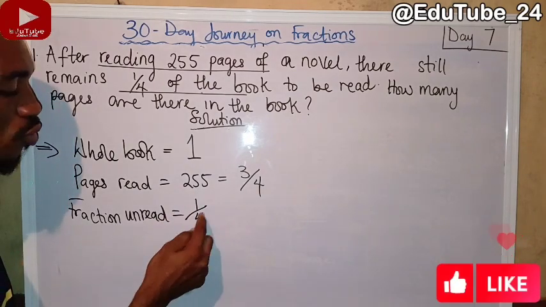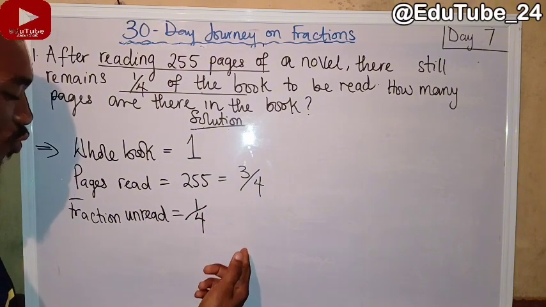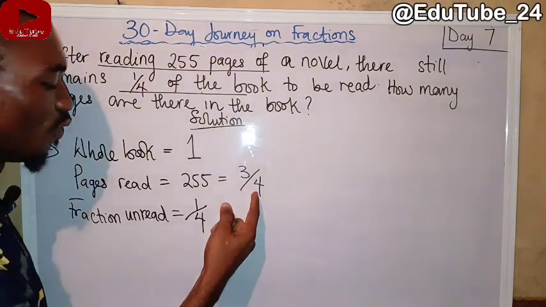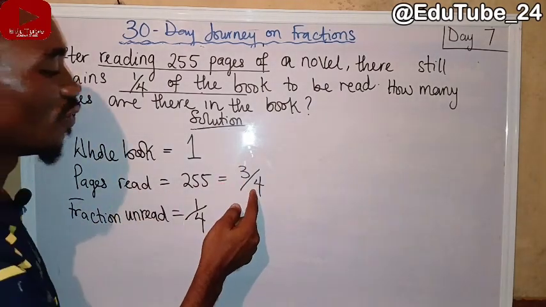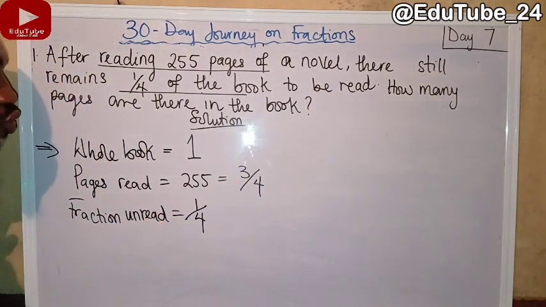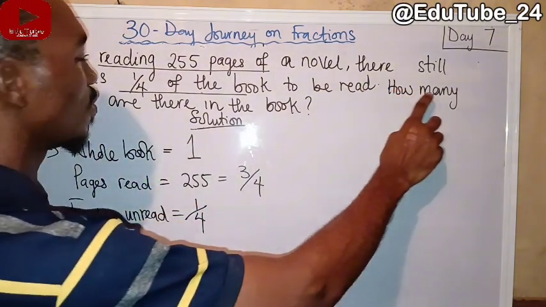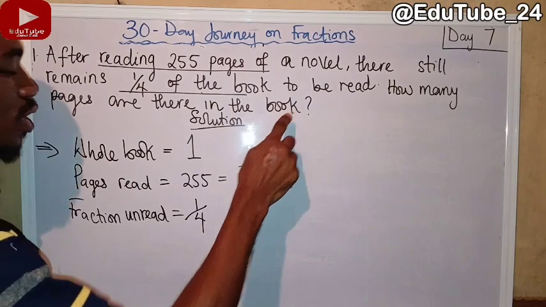That means the total book is 4/4. So if 1 out of 4 is unread, that means 3/4 is read. And this 3/4 is the fraction of the book that is read, which is equivalent to this 255. So let's go on to the main question of the lesson. It says, how many pages are there in the book?